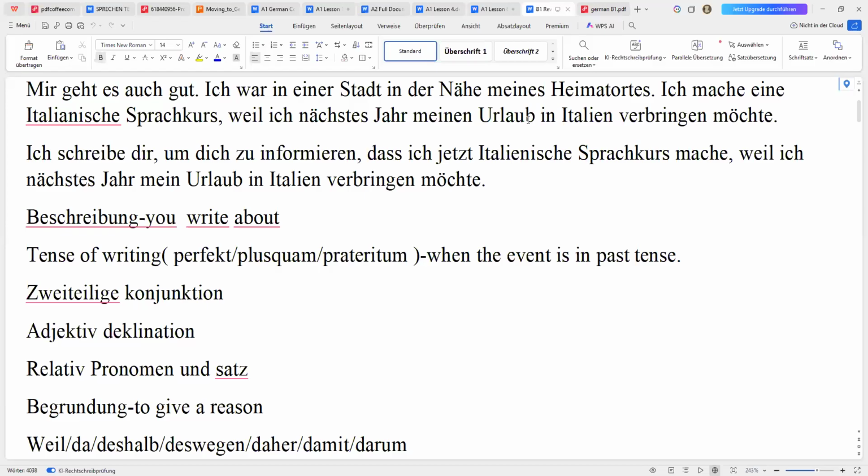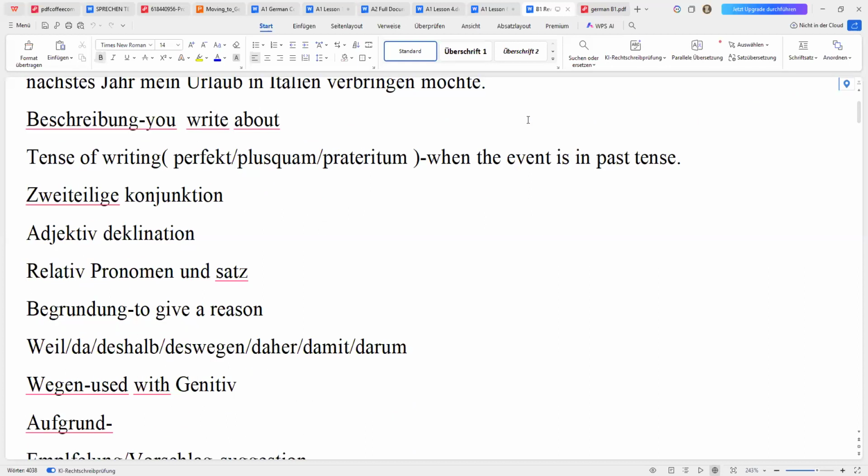When it is Begründung, you've been told begründen Sie warum. A question with warum, as a B1, A2 or even B2 student, you must answer with a conjunction: weil, da, deshalb, deswegen, daher, damit, darum, or even wegen, or a word like aufgrund. Those are used for giving the Begründung. That is something you must give.